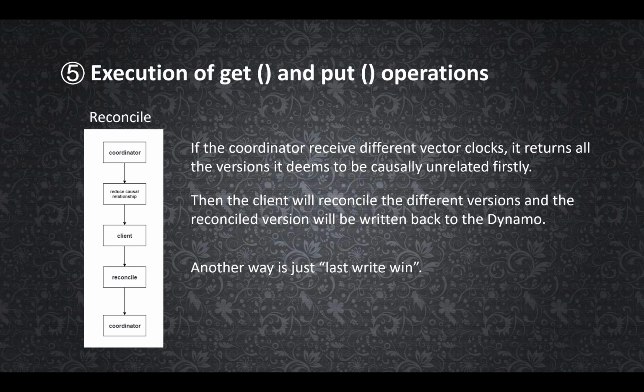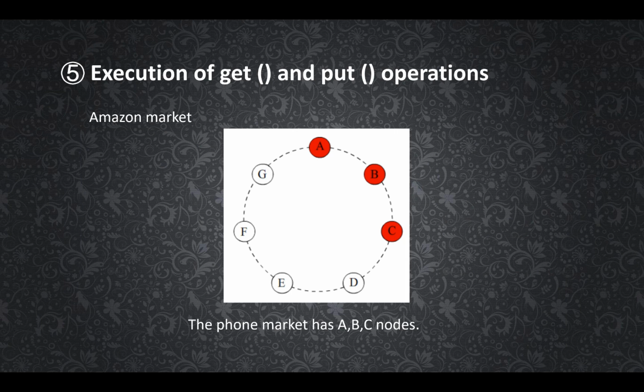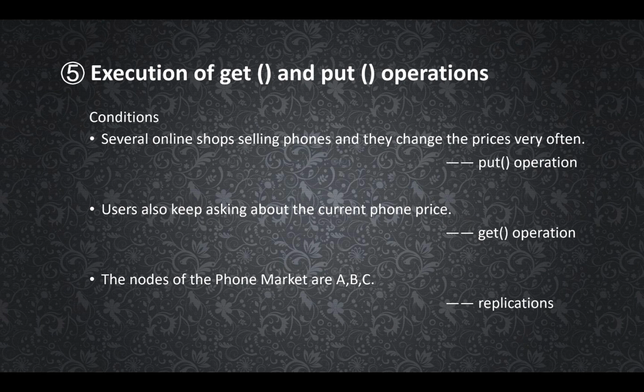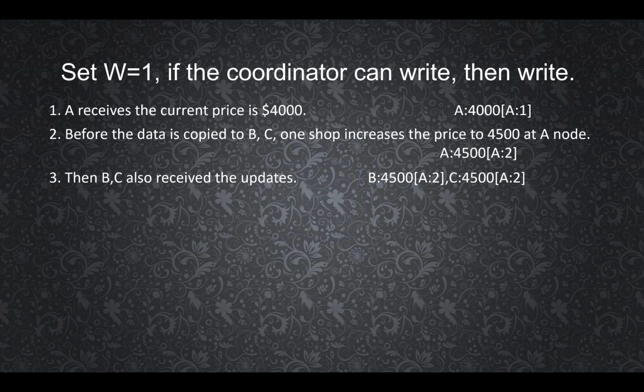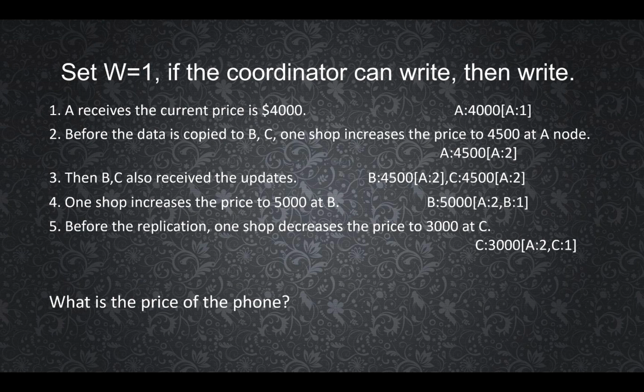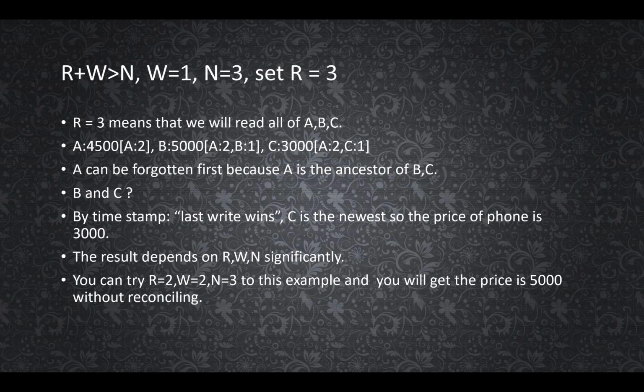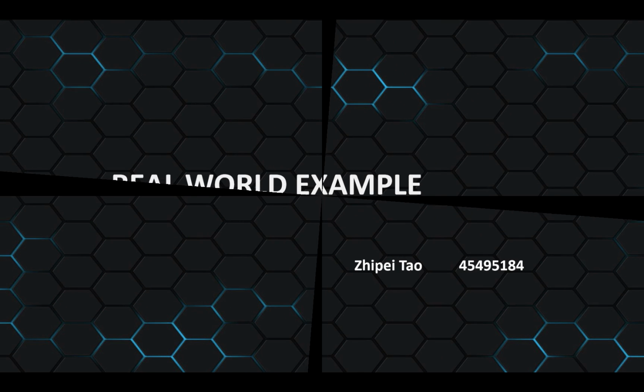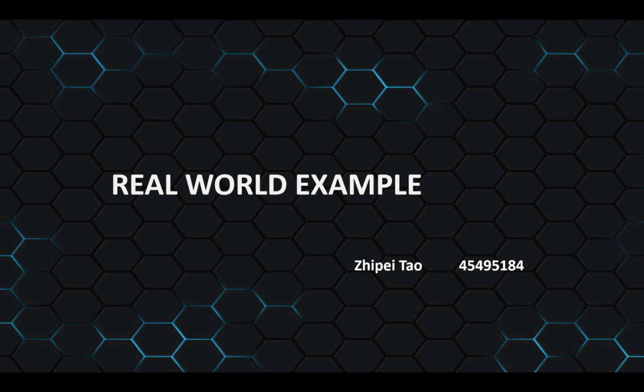In the paper, it says that in general, Dynamo uses the second strategy, last write wins, because although the first strategy is more accurate, it will waste a lot of resources. The following content is about how Dynamo is used in our phone market example, but due to the time limitation, I can't display it. But it can help you put all previous techniques together and have a clear view about how it runs. And it is also important to show that different parameters of R, W, N will give you totally different results. Now, I will introduce a real-world example about Dynamo.